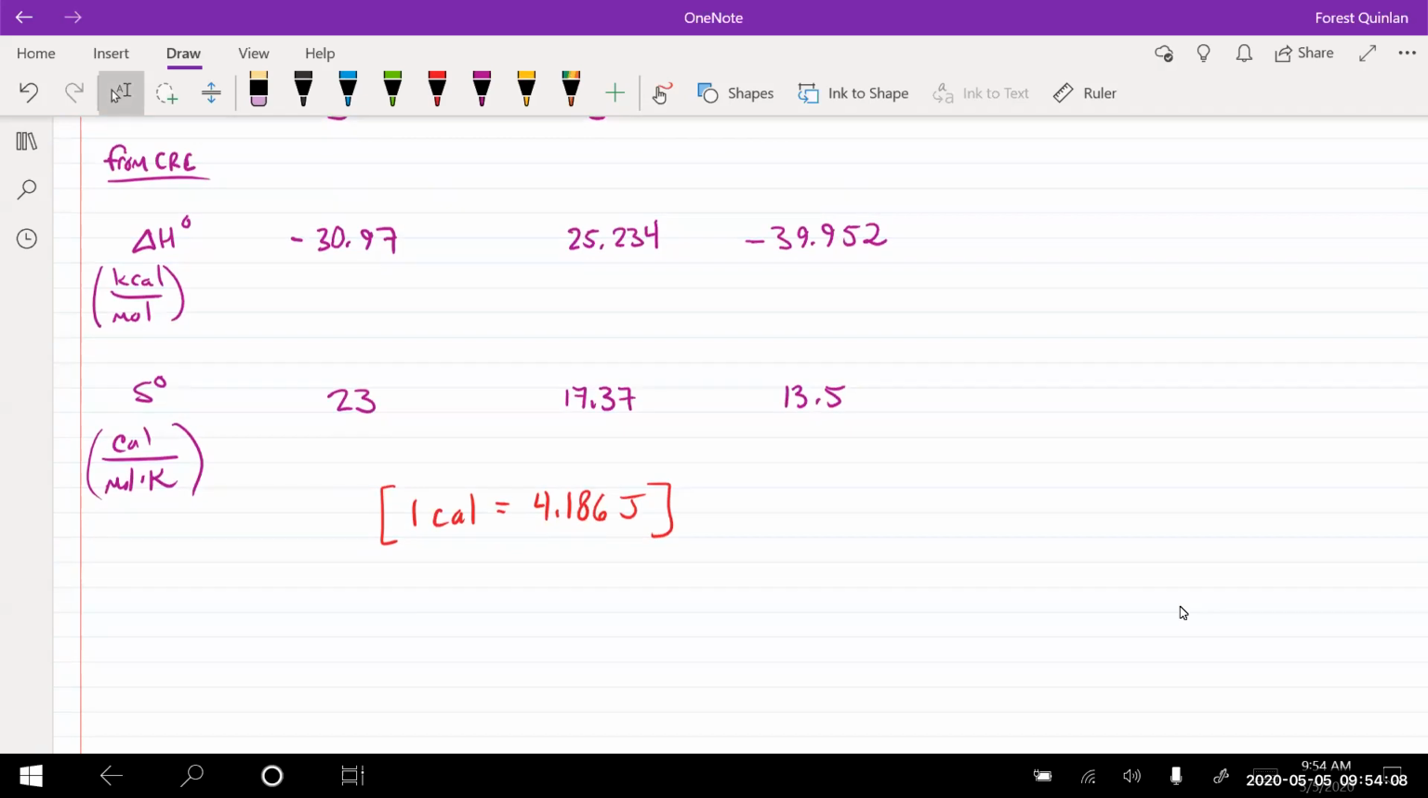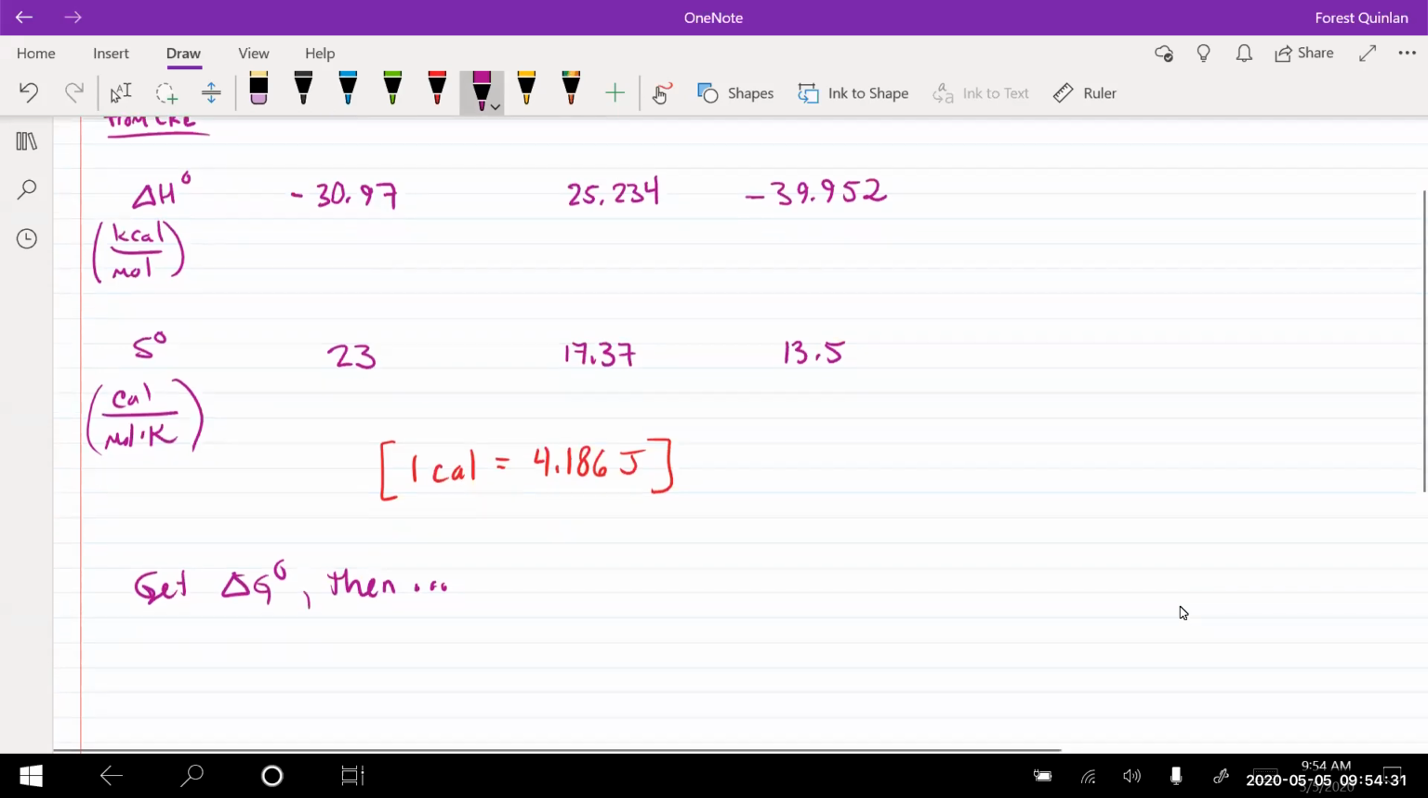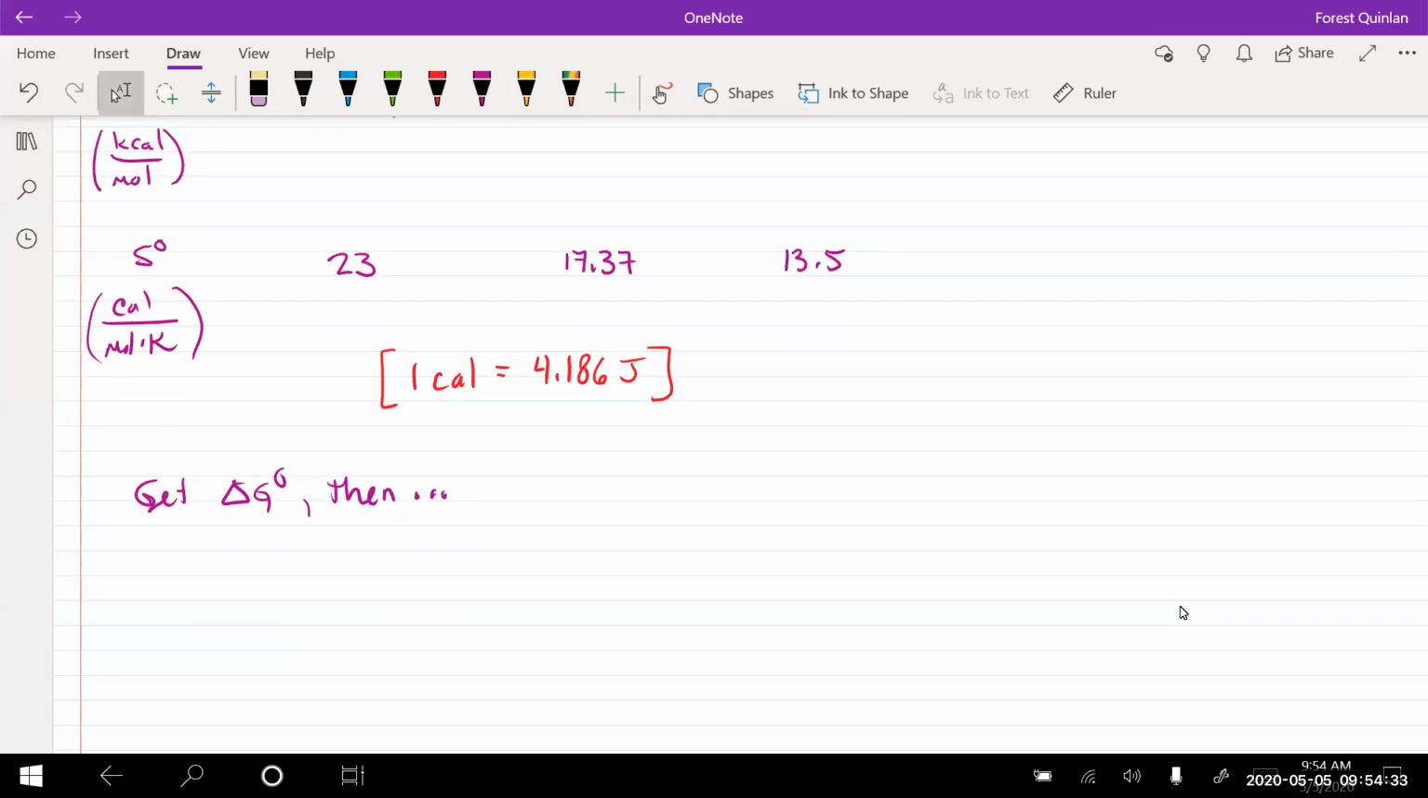What I want us to do is go ahead and get some delta G and then take it one step further. So we're going to do this calculation just like we normally would. Let's get our delta H naught. That's the products minus the reactants.